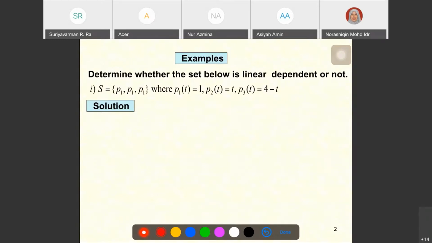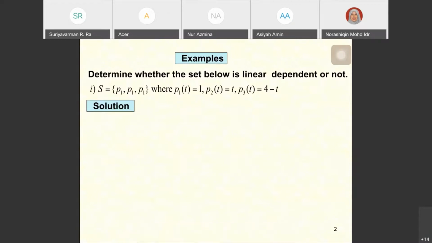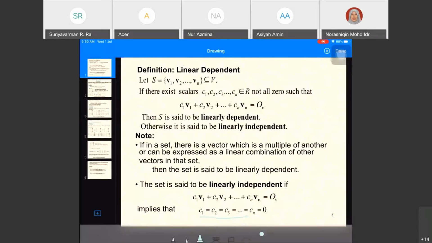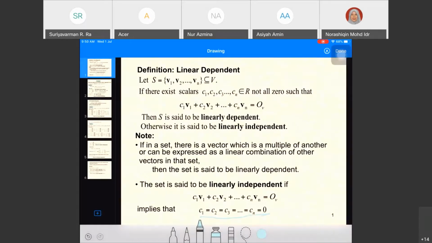Doctor, just now, the slide before this. This one? Okay, so C1, C2. All the C's are equal to 0, then it is linearly independent. If at least one is not equal to 0, it is said to be linearly dependent.